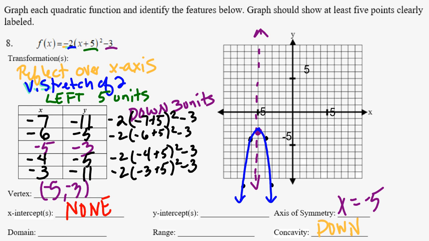The y-intercept, where it crosses the y-axis, I know that will happen someplace down here. So another quick calculation, substitute the input of 0 in for x and see what we get out. So 0 is just going in here. And when we do that, it's going to be -53.